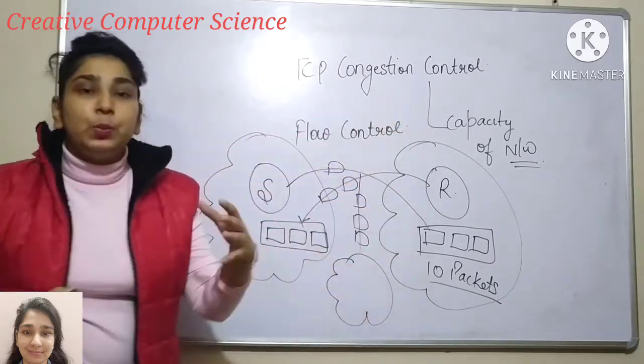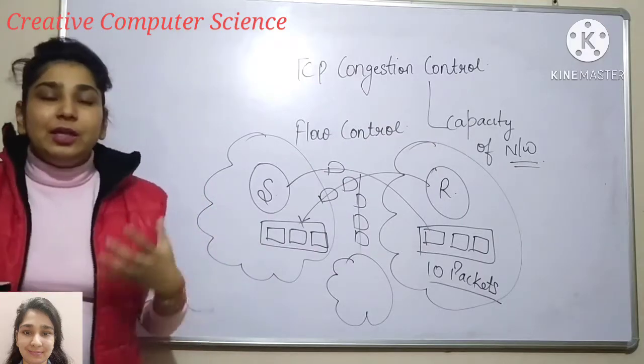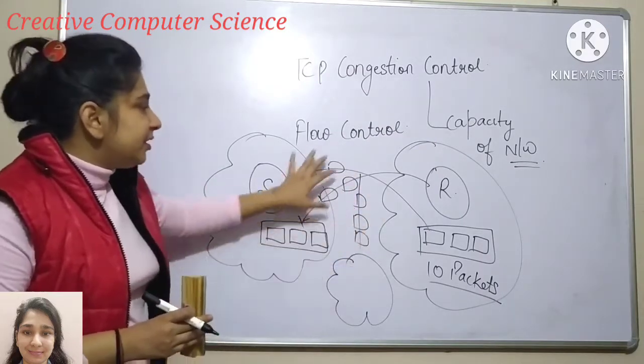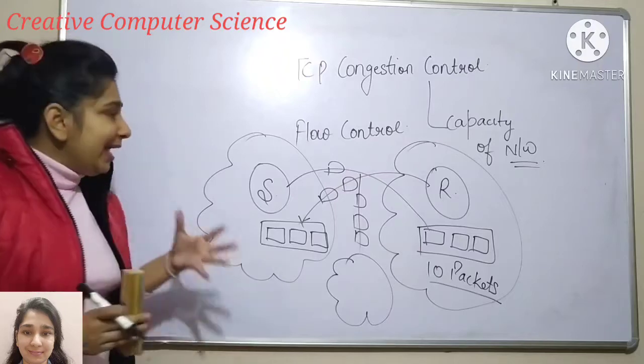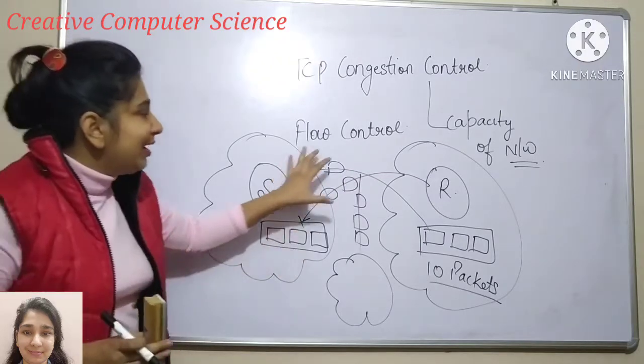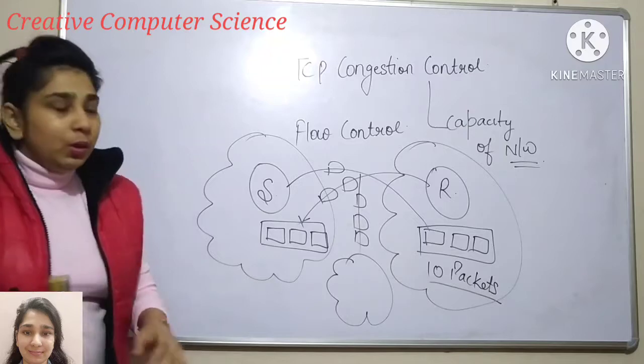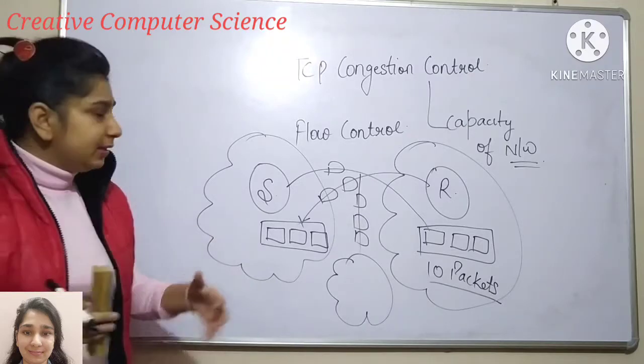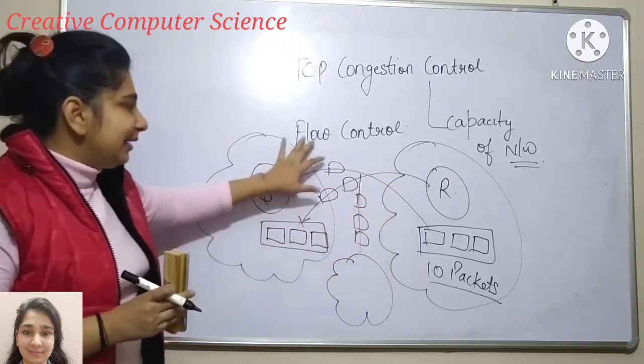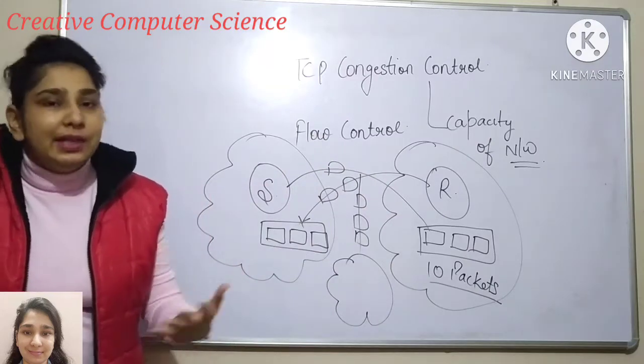Congestion control says we have to manage the total number of packets present on the network. We have to always keep relaxing the network. We have to limit the total number of packets present in the network.